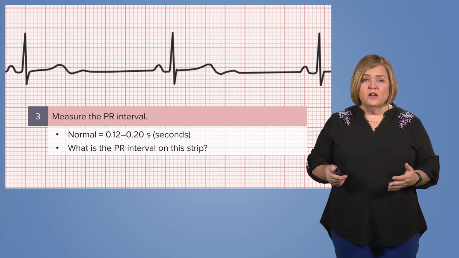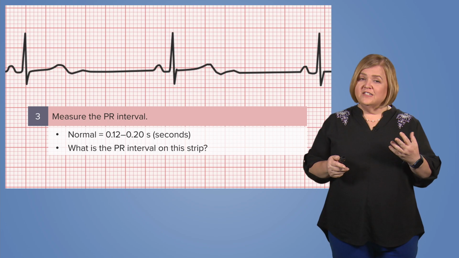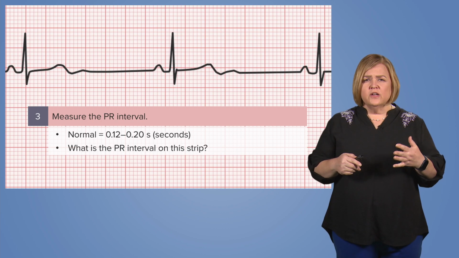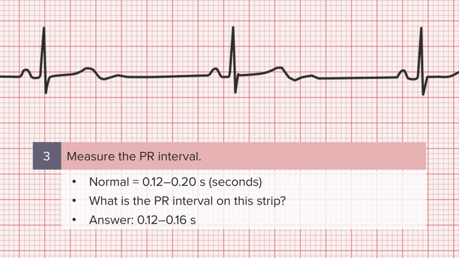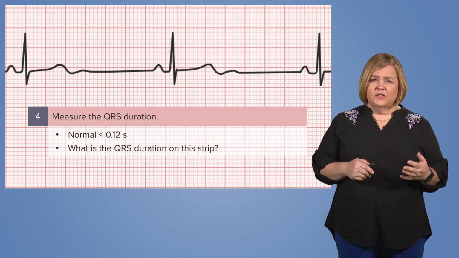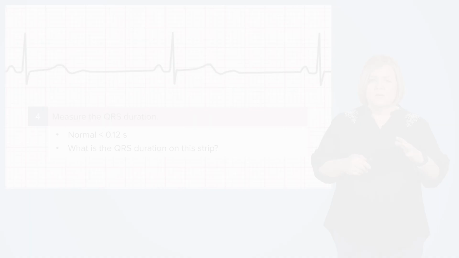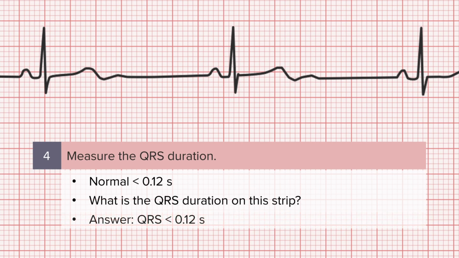Now, a normal range for PR is 0.12 to 0.20 seconds, or 3 to 5 small squares on an ECG paper. So what is the PR interval on this strip? Take the time to measure it using the small boxes and compare your answer with the answer you see on the screen. Step 4, measure the QRS duration. Now, less than 0.12 seconds or 3 small squares is considered normal. Pause the video, measure the QRS duration on this strip, and compare your answer with the one that will display.